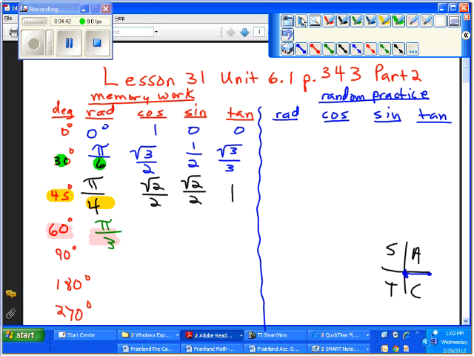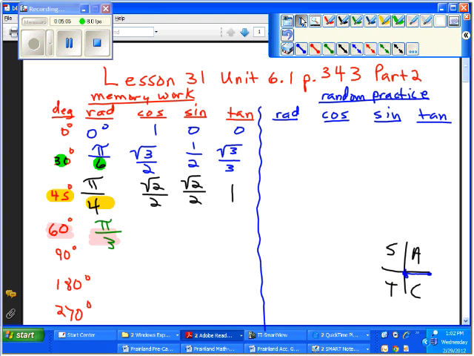60 goes into 180 three times. That tells us then that every time we see a denominator of 3, whether it's pi over 3, 2 pi over 3, 4 pi over 3, 5 pi over 3, or 7 pi over 3, you're going to have a 60-degree reference angle. Okay? The bigger it is, it changes quadrants, you know.